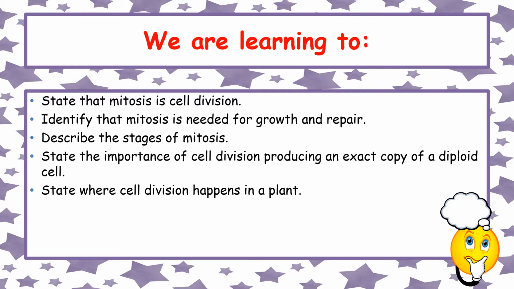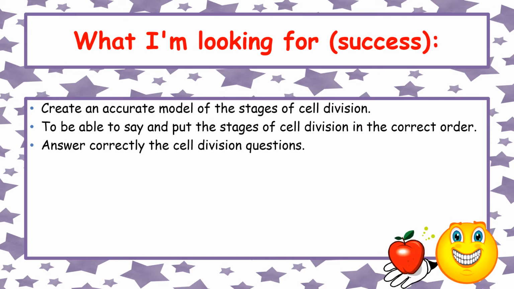Our learning intention is to learn to state that mitosis is cell division, identify that mitosis is needed for growth and repair, describe the different stages of mitosis, state the importance of cell division producing an exact copy of a diploid cell, and state where cell division happens in plants. To be successful, you will be able to create an accurate model of the stages of cell division. You will be able to say and put the stages of cell division in order, and you will be able to correctly answer the cell division questions.